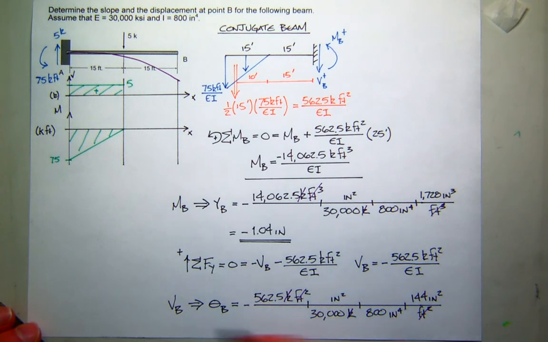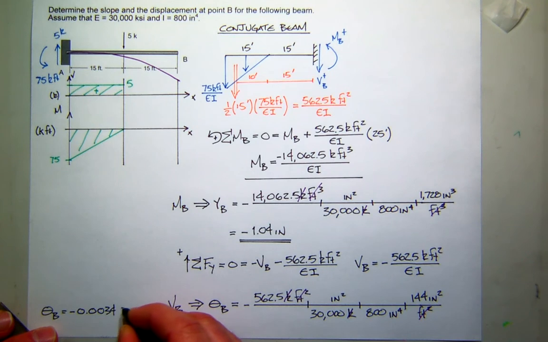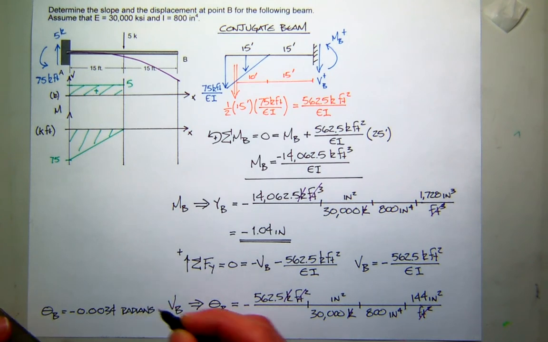So I ran out of room at the bottom, so I'll write it over here. So what is the slope at B? It's going to be a pretty small number, I guess. I'm guessing it's going to be 0.0 something. Negative 0.0034. Close enough. And that'll be in radians. Pretty small angle.